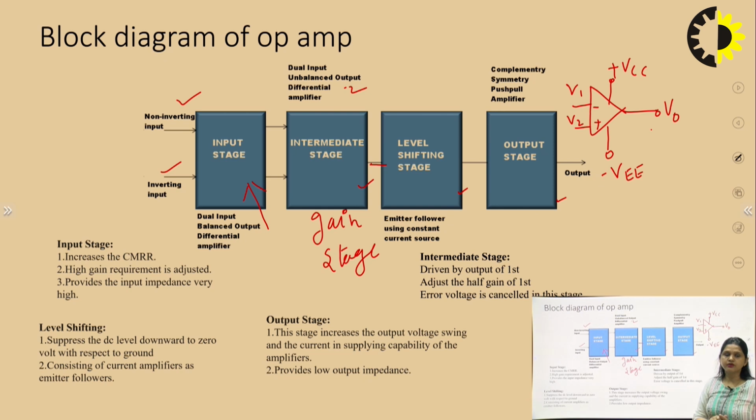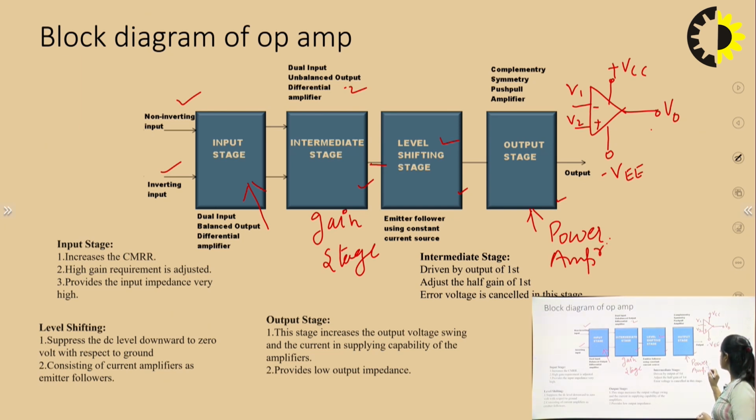Next is the level shifting stage, because we have taken the output from a single terminal. To shift the output level of the signal, we use a level shifter. Again, this level shifter is made up of transistors, and basically it is designed using an emitter follower with a constant current source. So this is another block, and we will see these blocks in the circuit of the 741 IC. The next is the output stage, which is a class AB power amplifier.